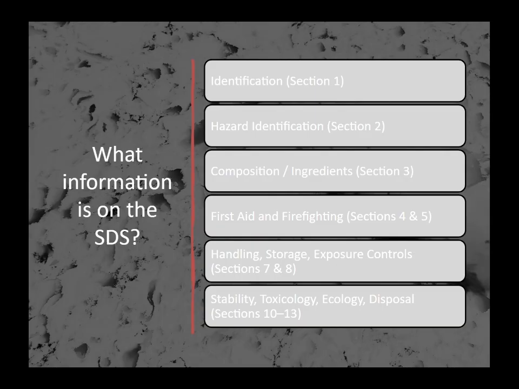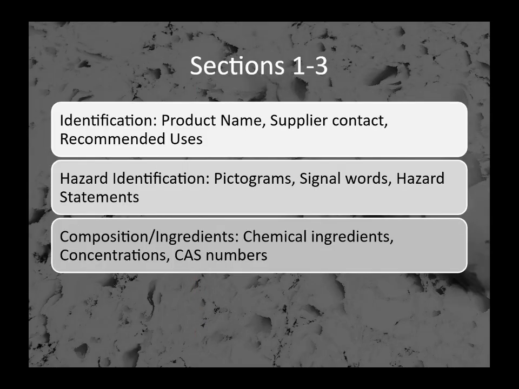Section 1. Identification. This section identifies the product and the supplier. It contains the product identifier used on the label, as well as recommended uses and restrictions on use. It also provides the essential contact information for the supplier, including name, address, phone number, and an emergency phone number for urgent inquiries.